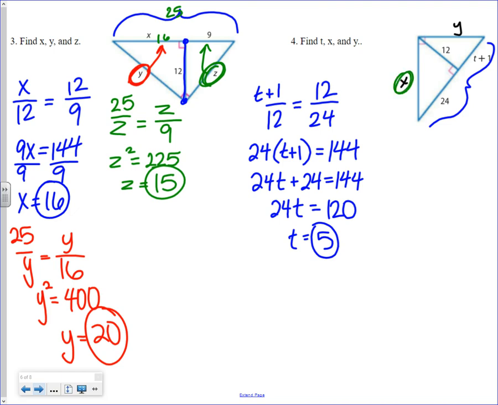X. So X is the geometric mean between the whole hypotenuse. Now, folks, I found out what T is, don't I? So how big is this piece over here? That's 6. So the whole hypotenuse then is 30. Everybody see that okay? And what's the adjacent segment to that X? 24.